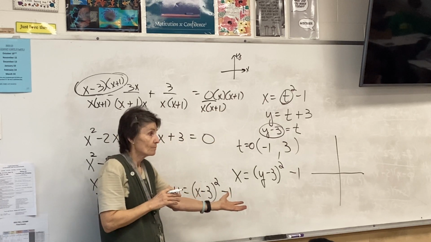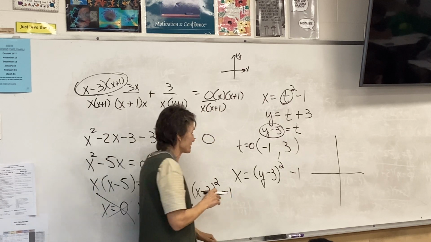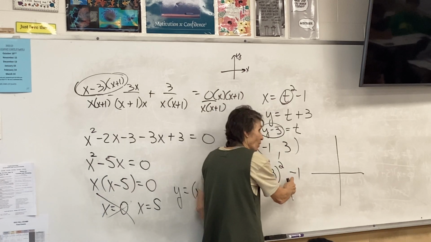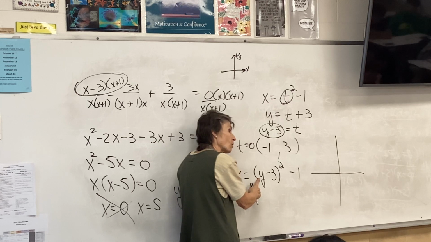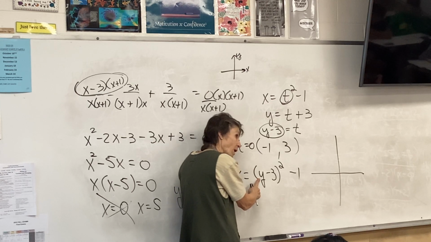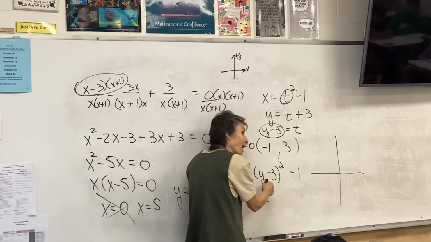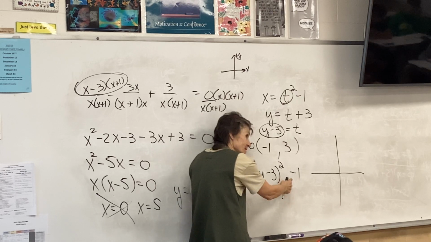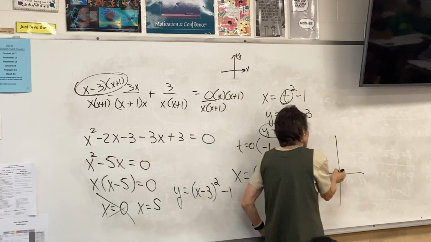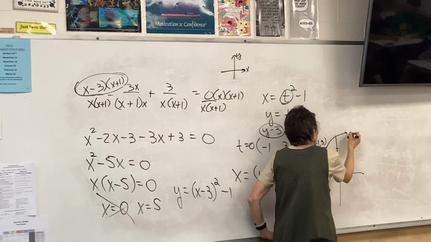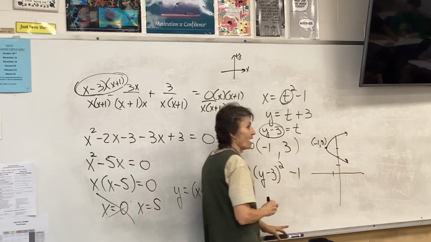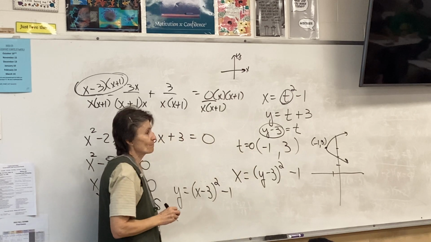Does the vertex stay the same? The vertex is -1, 3. Remember, points are always x comma y. y is 3, so x is -1. So your vertex is at -1, 3. And it opens to the side, to the right.